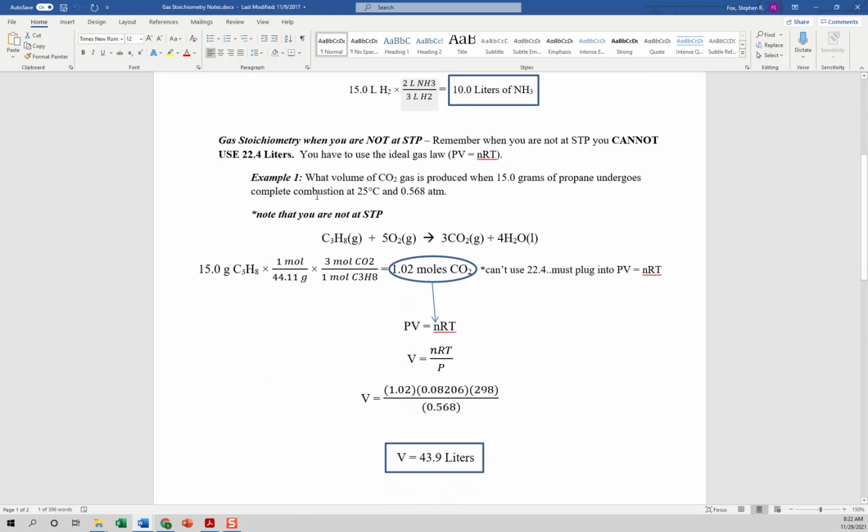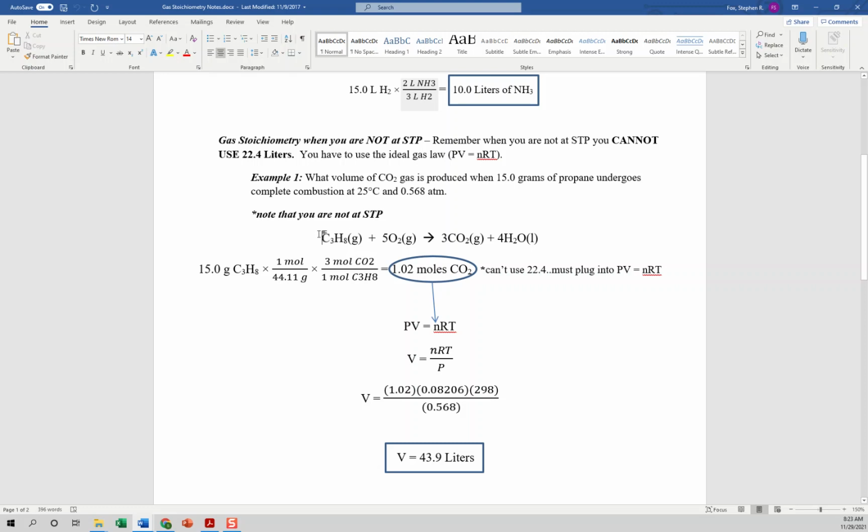So here we're given a combustion stoichiometry problem. We want to know what volume of CO2 will be produced if 15 grams of propane undergoes complete combustion. Okay, great. All right, so we have our balanced combustion of propane equation, and the key ratio is 3 to 1. 3 moles of CO2 will be produced for every 1 mole of propane that undergoes combustion.